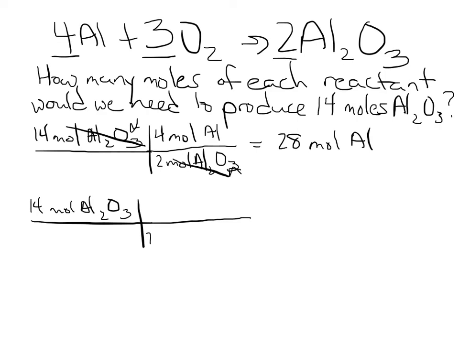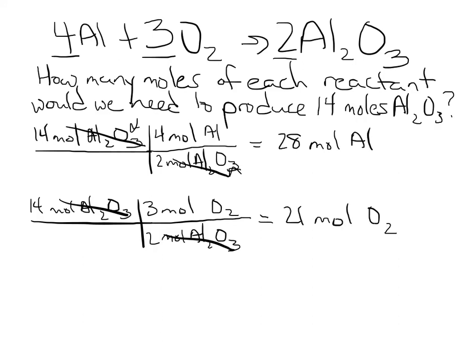And this time, we're still going to put the 2 moles of aluminum oxide on the bottom, because that's still the same number of moles that we had in the equation. Go ahead and cross those out. And then, we need to know now about oxygen. So, we look back at the equation, we find out that there are 3 moles of oxygen in the equation from that coefficient in the balanced equation. And now we do our work. 14 times 3 gives us 42, then we divide by 2, and that gives us 21 moles of oxygen.